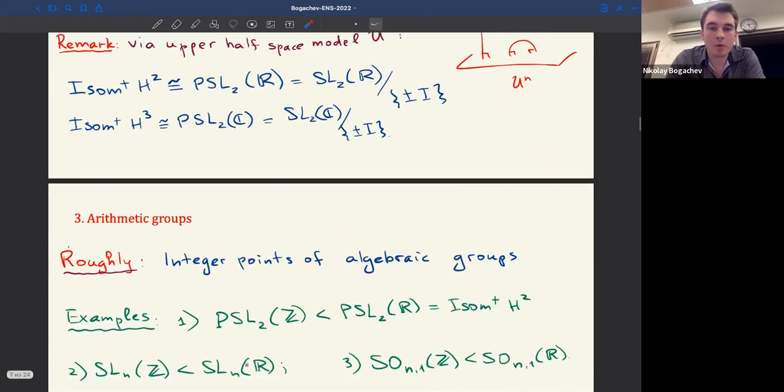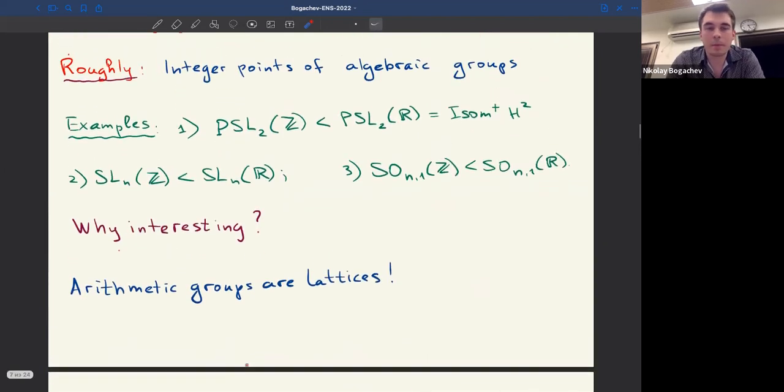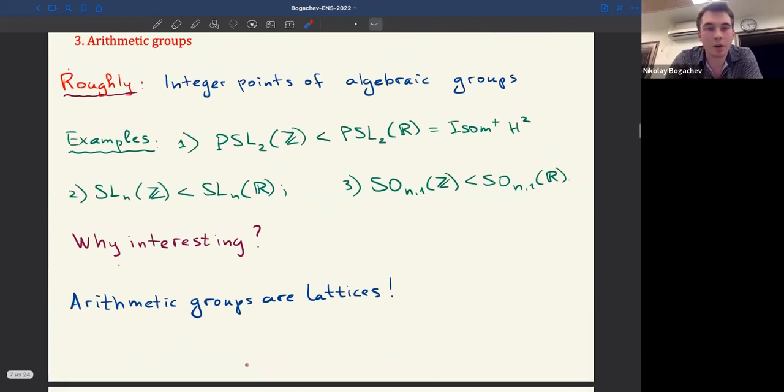Okay, so now let me move to the definition of arithmetic groups. We would like to study the connection of arithmeticity, so number theory, with geometry and topology. As I already said in the introduction, arithmeticity is something about integer entries of matrices in our group.